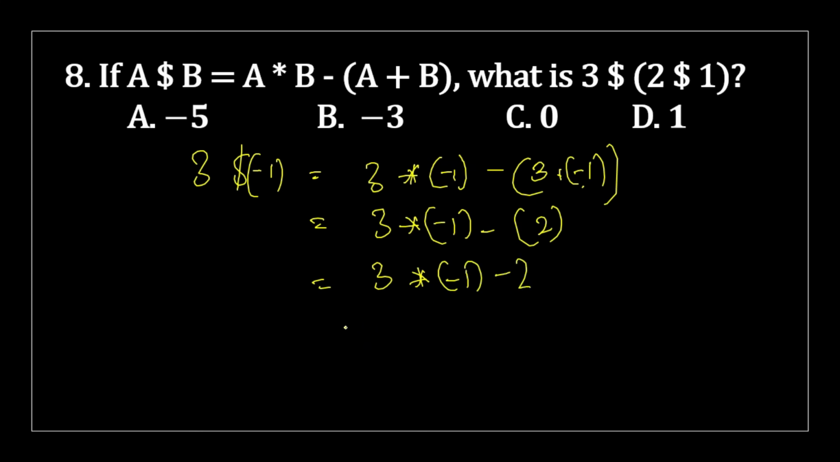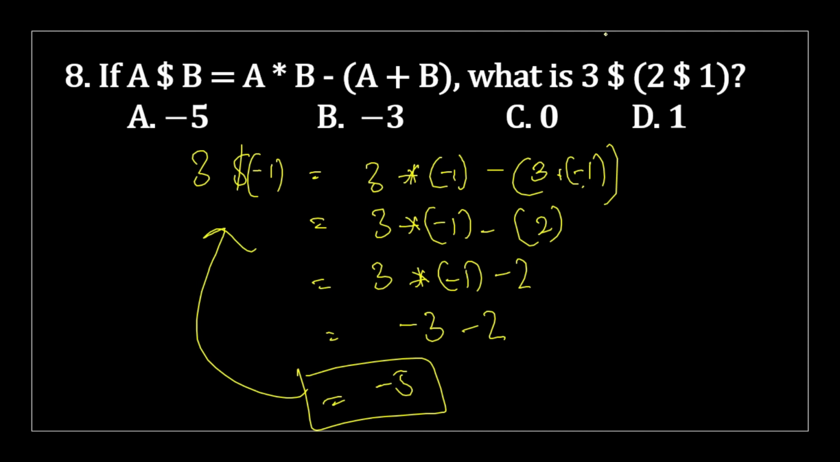So 3 multiplied by negative 1, we have negative 3 minus 2. Then the answer is negative 5. So the value of this is negative 5. So this is negative 5. That is letter A.